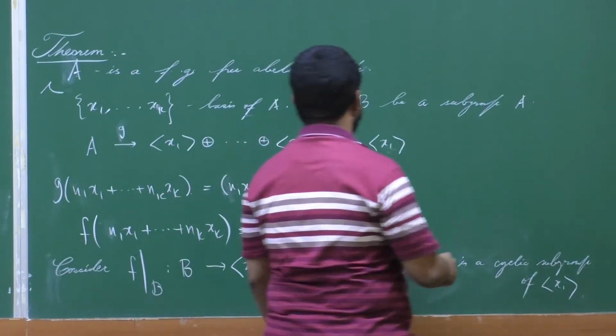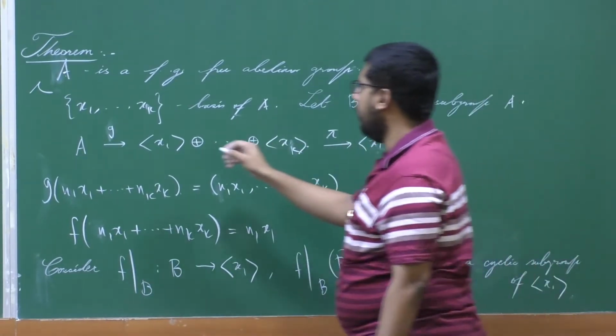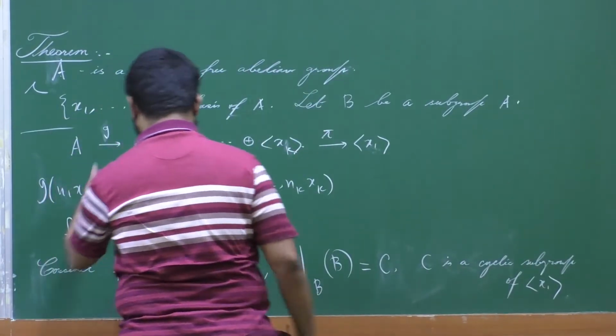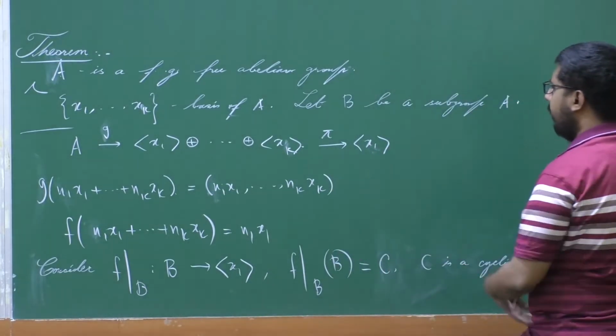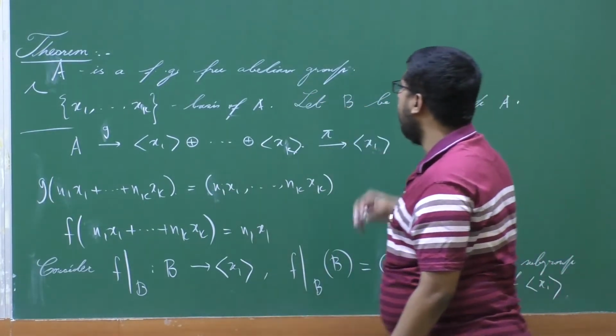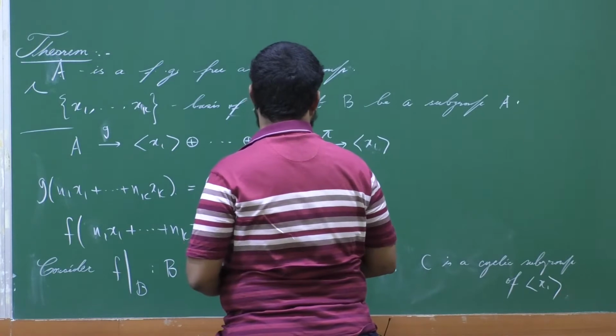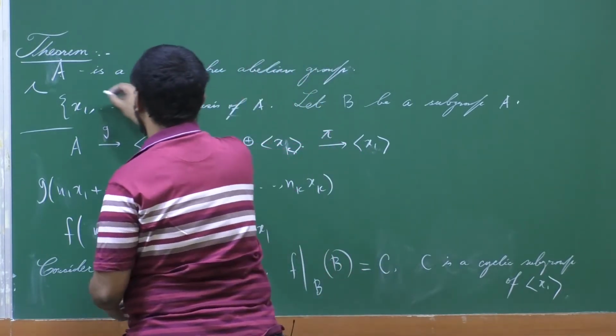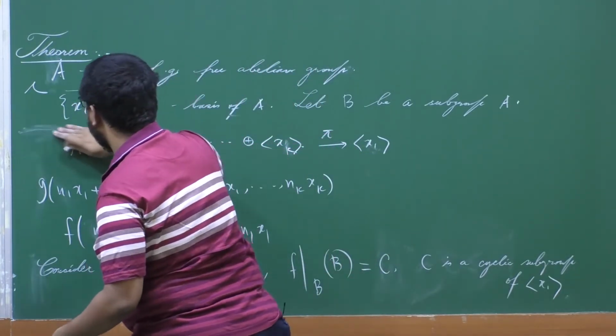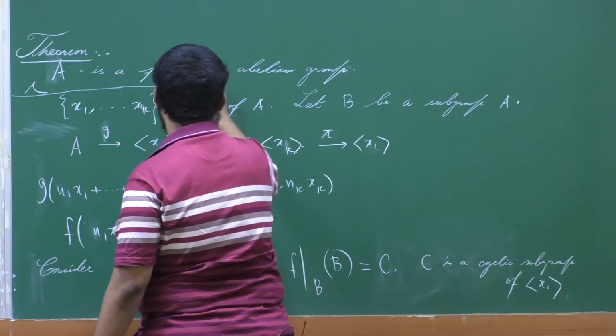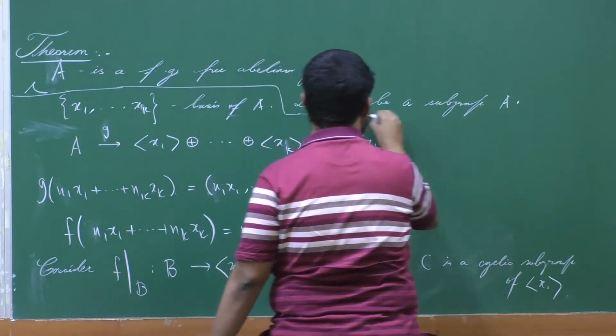The statement is like, let me write down the statement here. So basically, I am giving the argument for the proof. Let A be a finitely generated free abelian group. This is the actual statement, and let B be a subgroup of A.